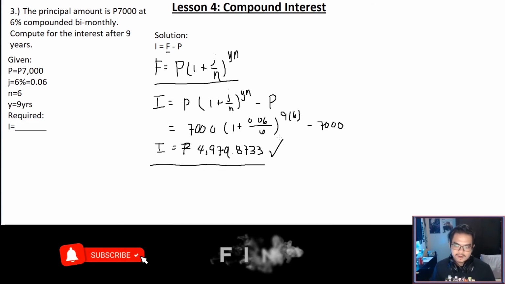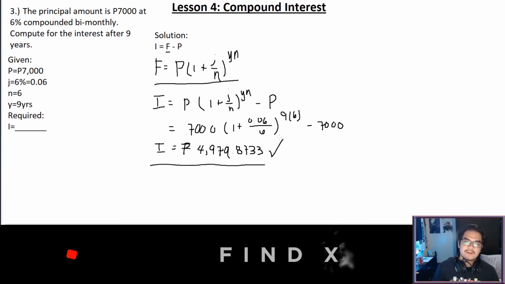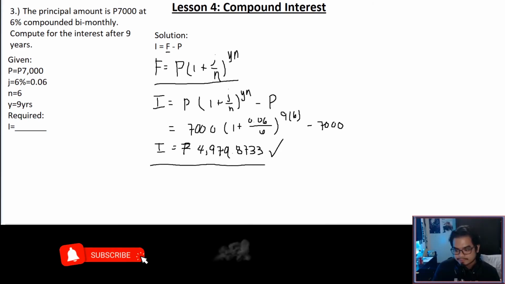Okay. So again, interest is an amount of money. It must be money, and interest rate must be in percentage. Okay. So let's go to the next problem.